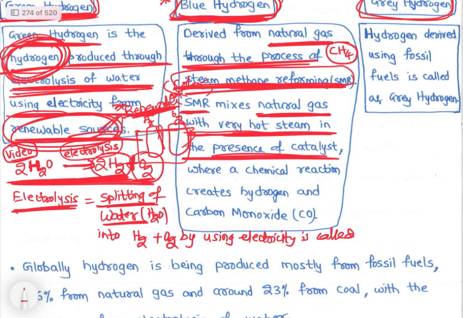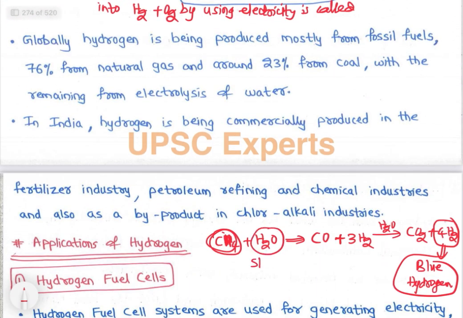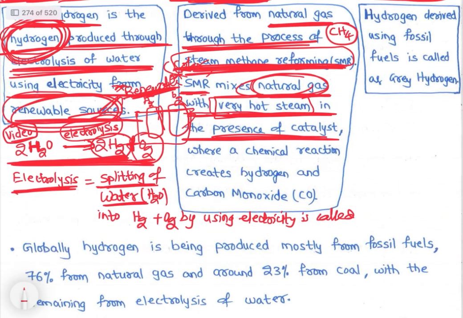So steam methane reforming mixes natural gas with very hot steam. Steam is H2O, water in the form of steam. When we mix it with methane, or natural gas, the main component of natural gas is methane. So natural gas plus steam, in the presence of a catalyst, there will be some catalyst, right?